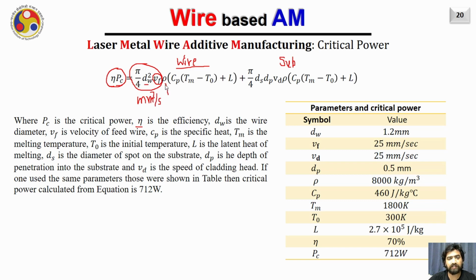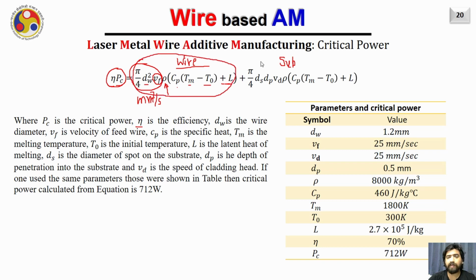Then rho is the density of the wire, then into Cp (Tm minus T naught), where Tm is the melting point of the wire and T naught is the initial temperature, which is considered to be room temperature, of the wire, plus latent heat required for melting. So like this, we can find out the energy required to melt the wire.